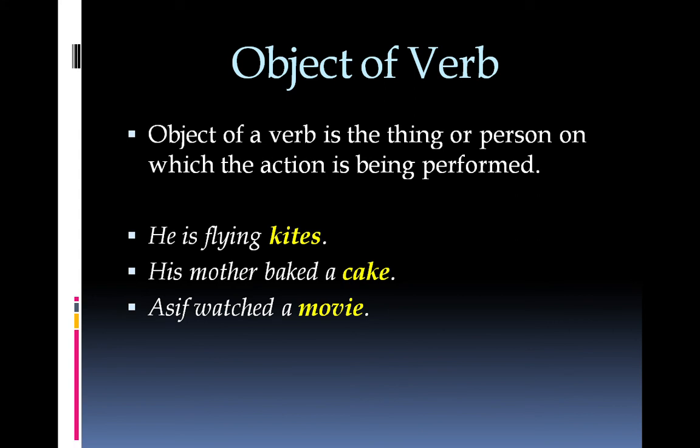Asif watched a movie. Asif is the subject. What did he do? He watched. And what did he watch? The what question? The answer is movie. This action of watching was performed on movie. So movie is the object of verb watched. This is how we identify objects of verbs. And objects of verbs are important components of sentences.